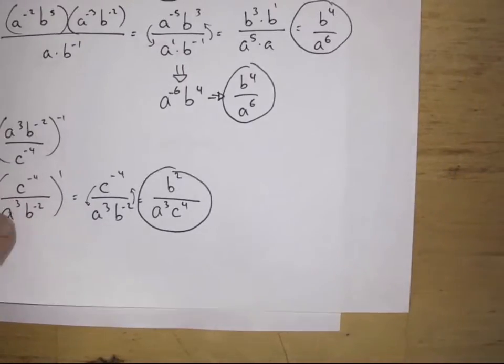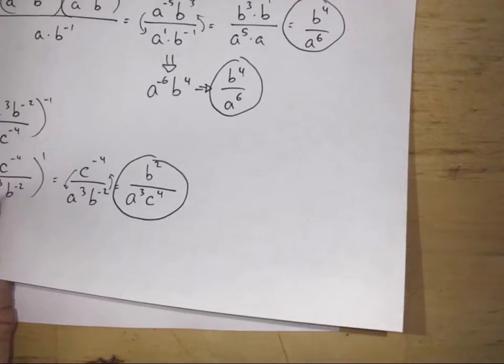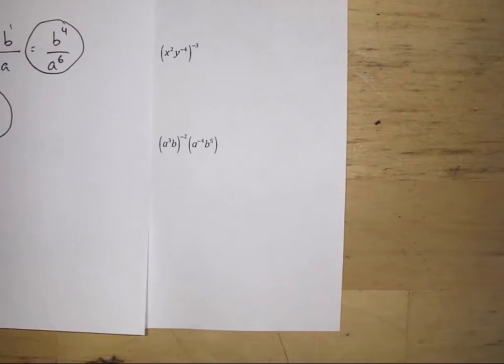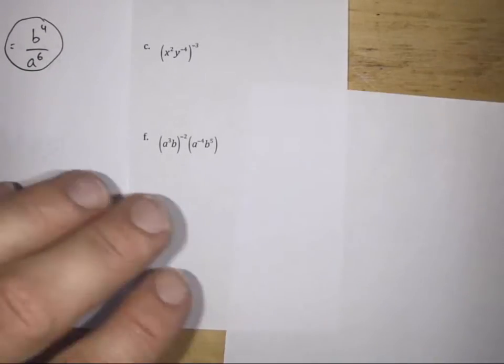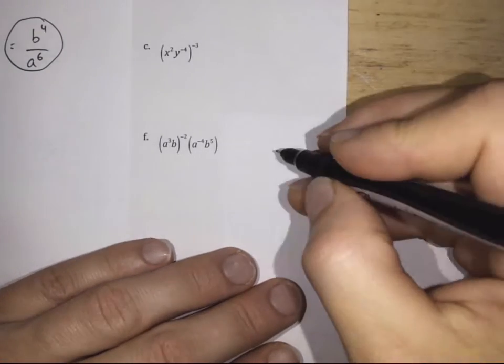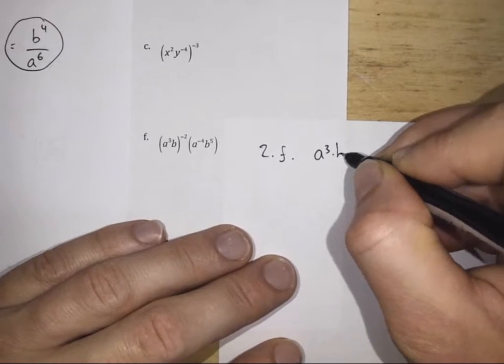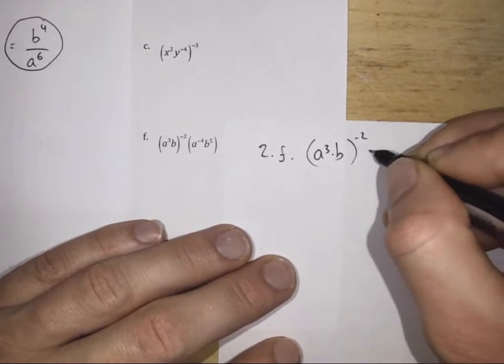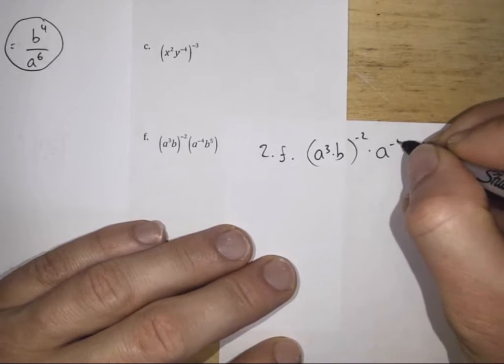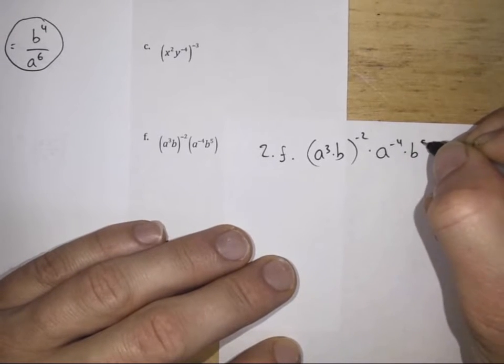And then, lastly, we have 2F. So 2F reads, we have A cubed times B raised to negative 2, and that's all multiplied by A raised to negative 4 times B to the power 5.